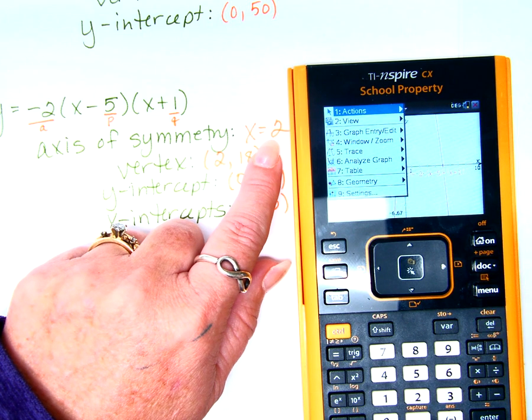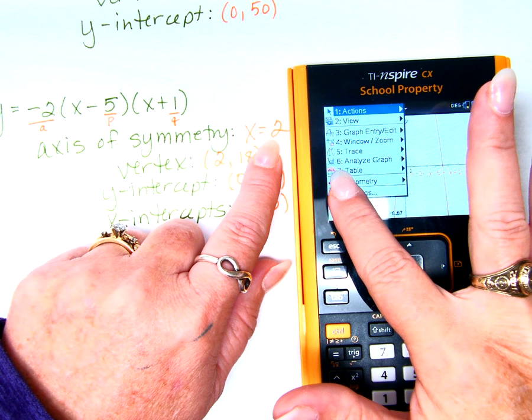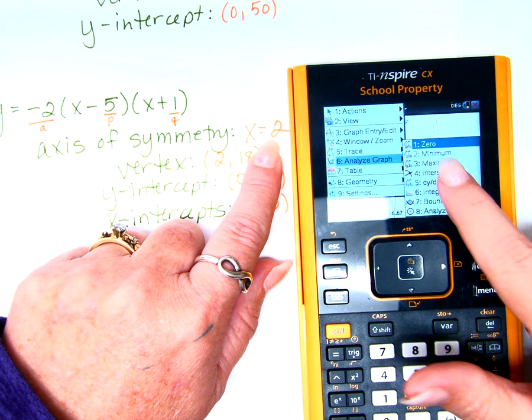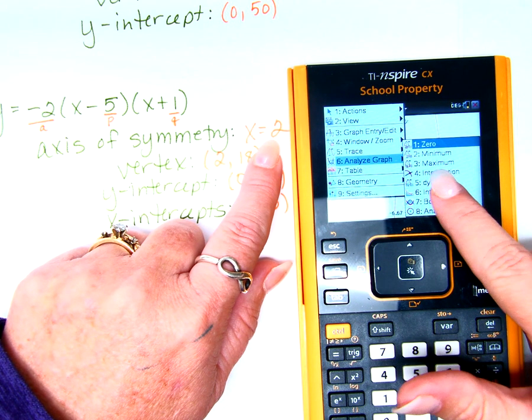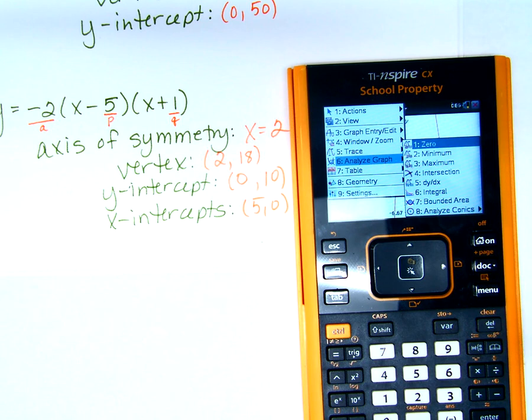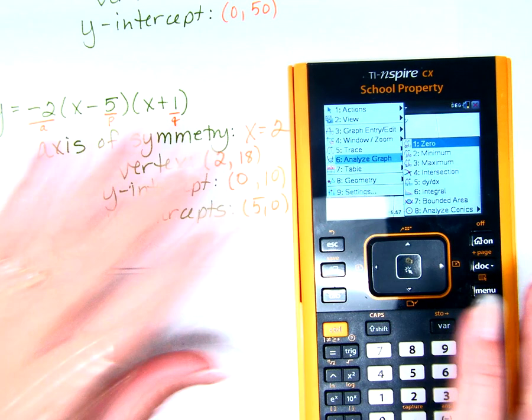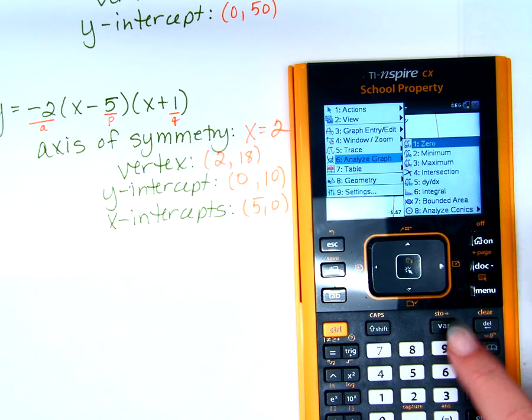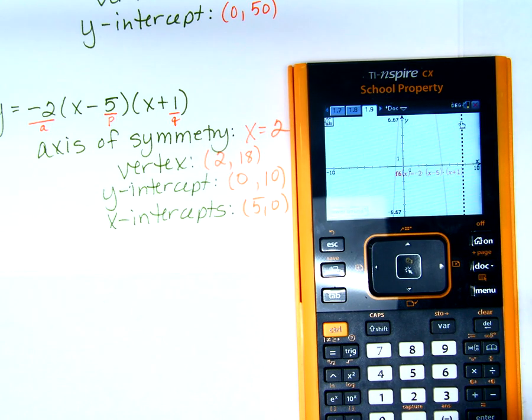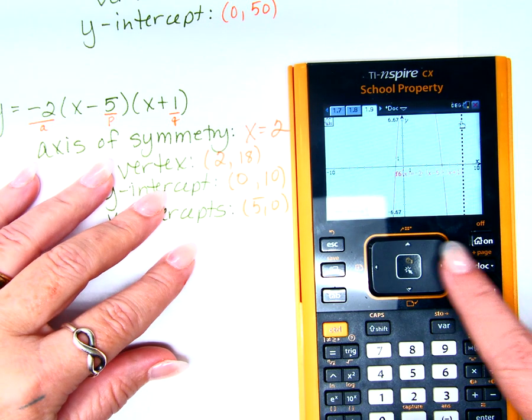Menu, analyze, which is number 6. And then what if I chose maximum? Why would I choose maximum? Why wouldn't I choose vertex? Is vertex on the list? No. So I have to know if it's a minimum or maximum, right? So why did I choose maximum again? Because it opens down. So if I choose maximum, which is number 3, there's this dotted line that appears.